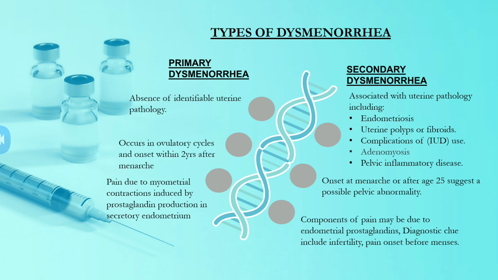Secondary dysmenorrhea onset at menarche or after the age of 25. It suggests that there is a possibility of the pelvic abnormality. The diagnostic clue include the infertility, pain or bleeding onset before menses.